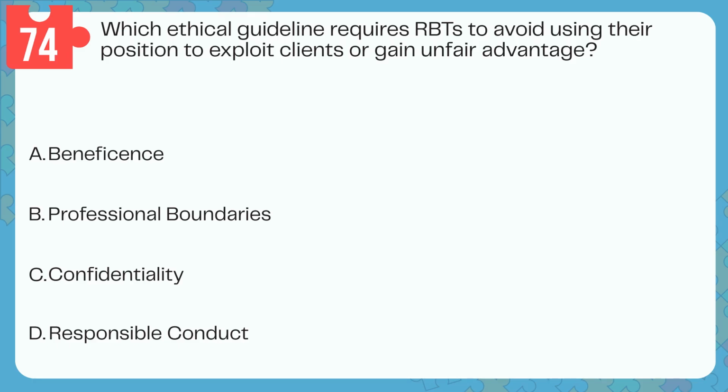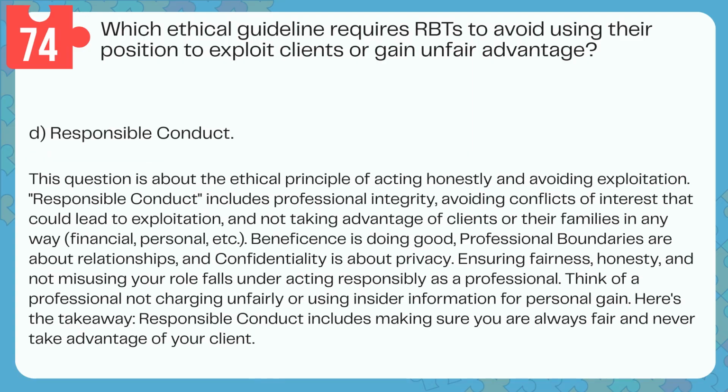Question 74. Which ethical guideline requires RBTs to avoid using their position to exploit clients or gain unfair advantage? A. Beneficence, B. Professional boundaries, C. Confidentiality, D. Responsible conduct. Answer: D. Responsible conduct. This question is about the ethical principle of acting honestly and avoiding exploitation.